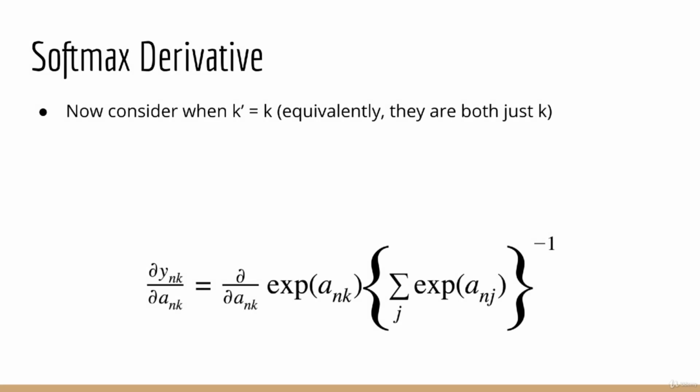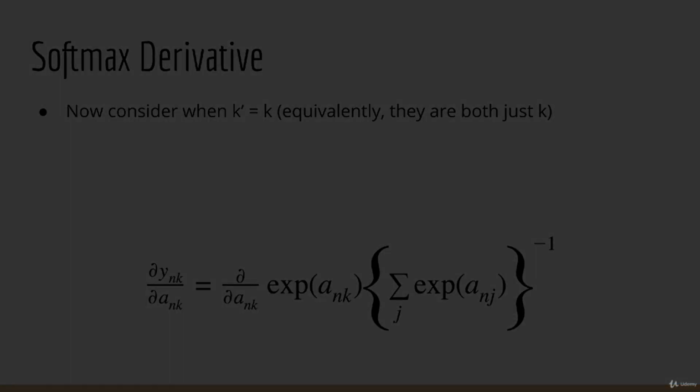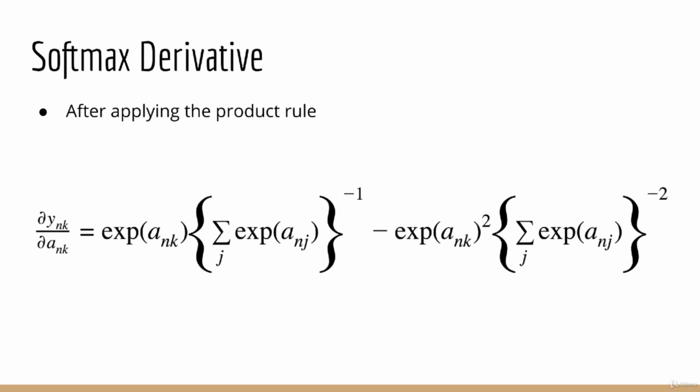Next, let's consider the case where k prime is equal to k. In this scenario, we can just replace k prime with k since they are both the same. Now we can see that both terms depend on a and k, so we have to differentiate both and apply the product rule. Again, you are highly encouraged to do this yourself on paper if you don't see right away how we arrived at this answer. Remember that the derivative of the exponential is just itself.